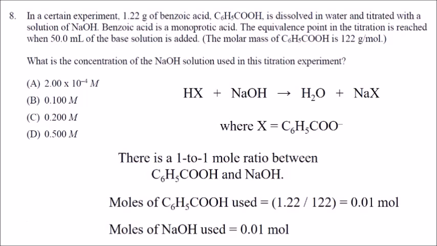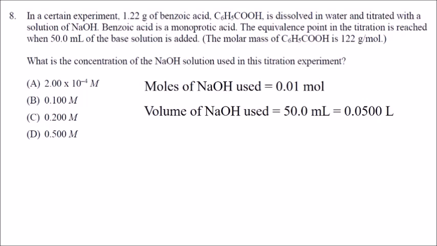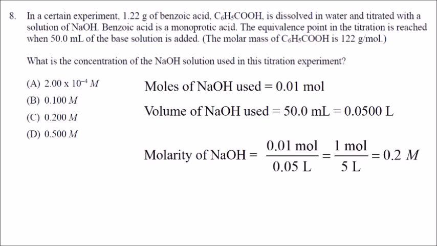Now that we know 0.01 moles of sodium hydroxide, we divide moles by liters to get molarity. The volume of sodium hydroxide is 50 milliliters, or 0.05 liters. So 0.01 divided by 0.05, that's fairly easy mental math. That's going to be 1/5, or 0.2. So the correct answer is C, 0.2 moles per liter.